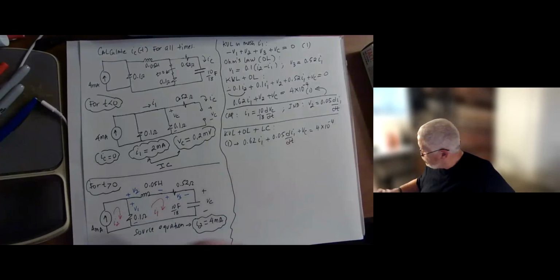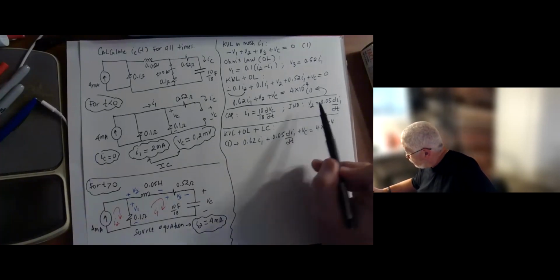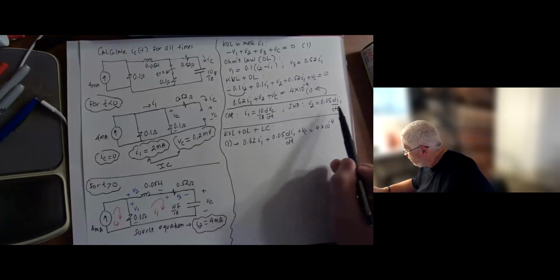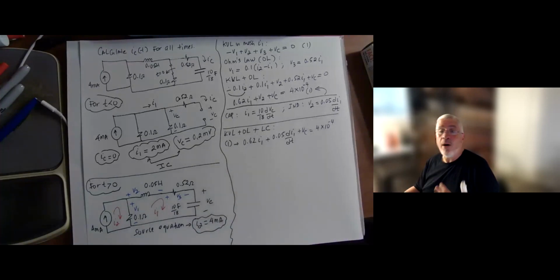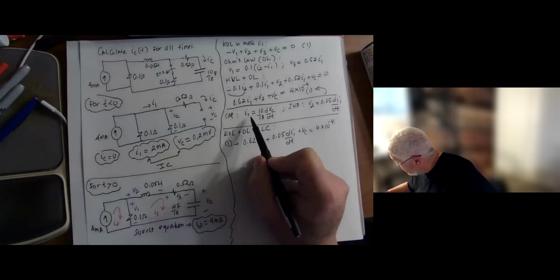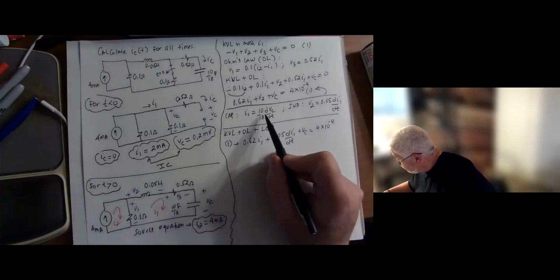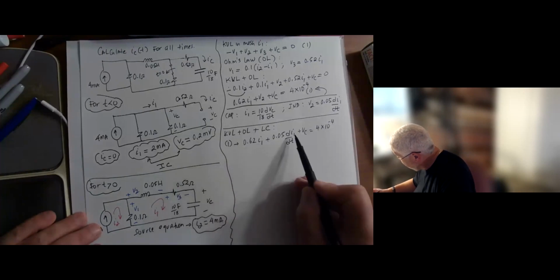Okay, so when I mean bring in, wherever I have V2 in this relationship here, I only have it in one place. I put 0.05 di1/dt. That's what you get there. Then now I'm going to bring in the capacitor relationship. So wherever I have I1, I'm going to put 10 over 18 derivative of voltage. So I have I1 here and I have I1 here.